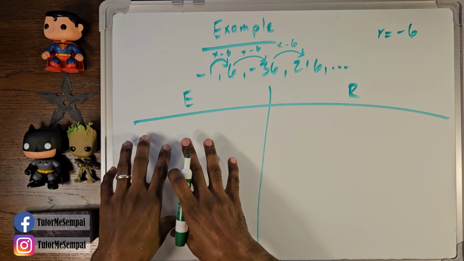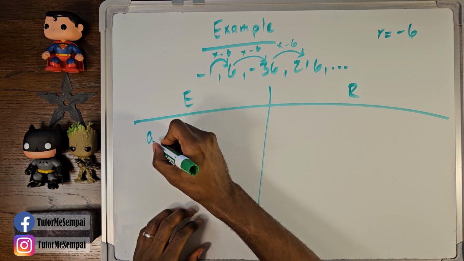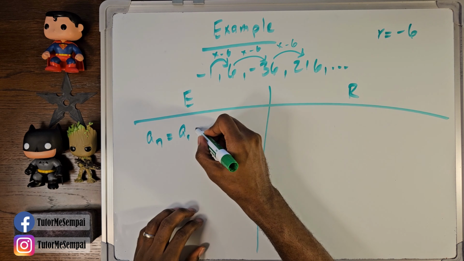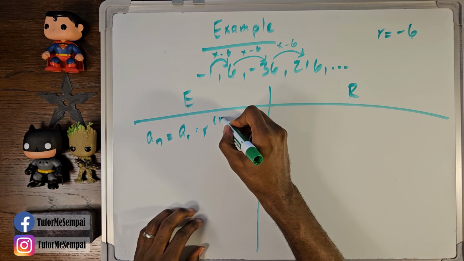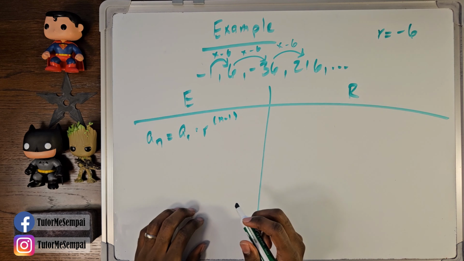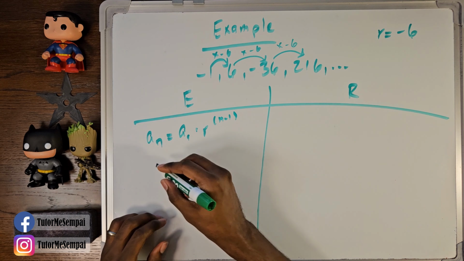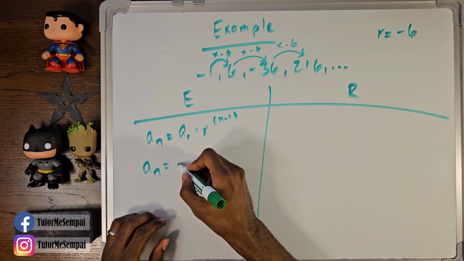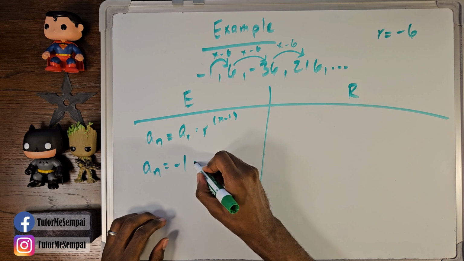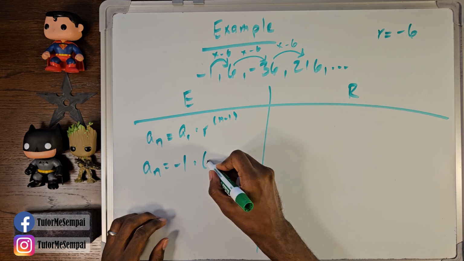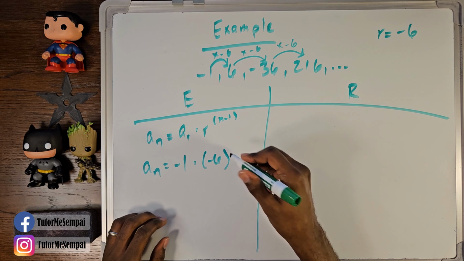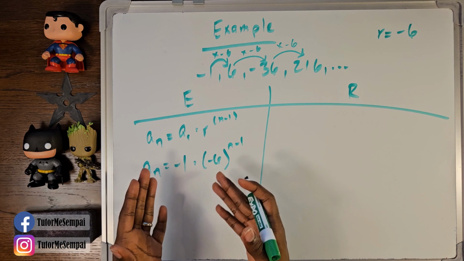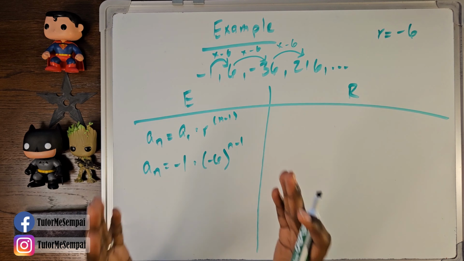Let's get to writing our explicit formula. Now we know that we're going to be starting with this: a sub n equals a sub 1 times r to the n minus first power. So all we have to do is plug and chug. We have our a sub n equals our a sub 1, which is going to be, in this case, negative 1, times our r, which is going to be a negative 6. So put that in parentheses, to the n minus first power. And you don't need to simplify this any more than that. You can leave this just as it is.